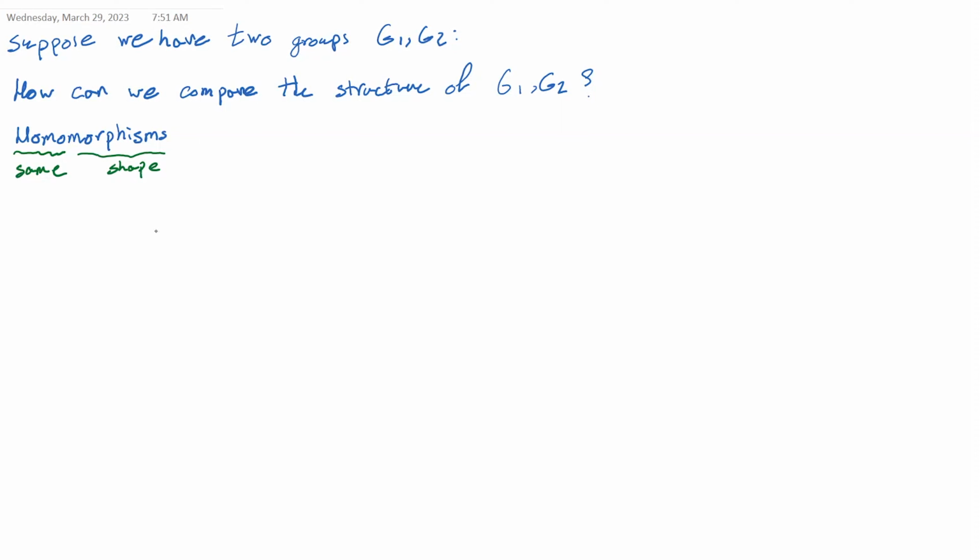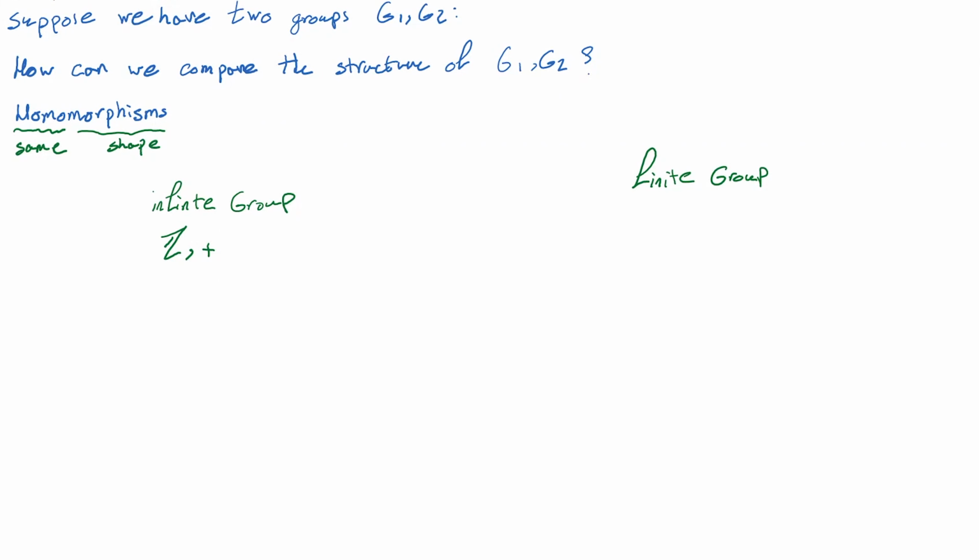Suppose I have an infinite group. This group is the set Z of integers and the operation is plus. We know that this would form a group. And then we have another group that is a finite group. The difference is that the number of elements in the infinite group is infinity. When we are talking about a finite group, we have a fixed number of elements in this group.